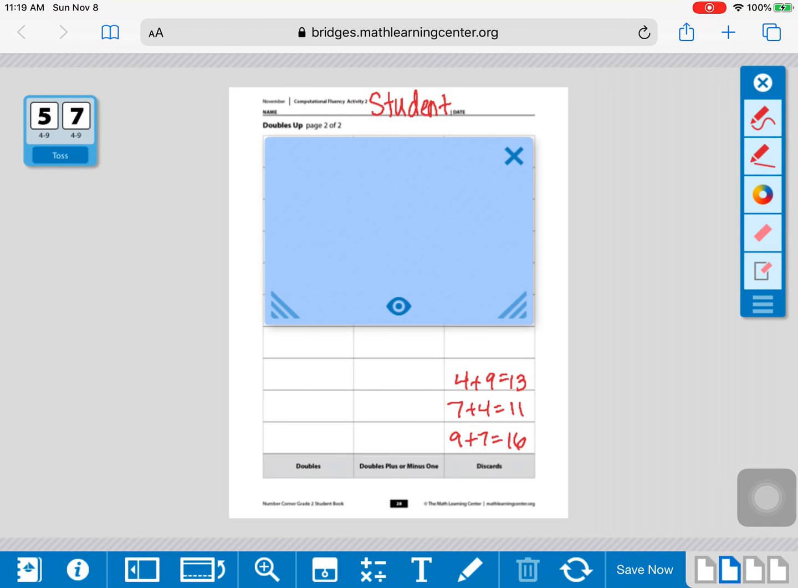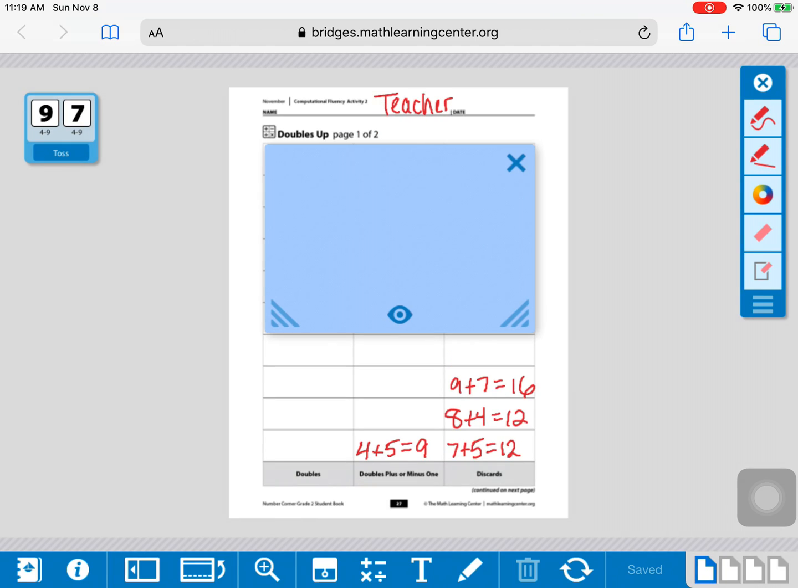5 and 7, what do you think? Is that a doubles plus or minus 1, or neither? Oh man, yes, that is neither. So 5 plus 7 equals 12. Go ahead and write that in your notebook. Now, unfortunately, you have filled your discard pile, which means that you are automatically disqualified from the game.